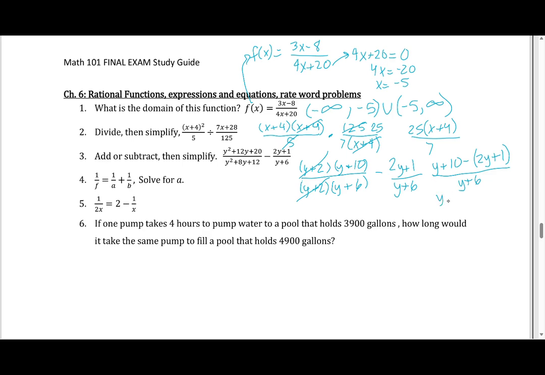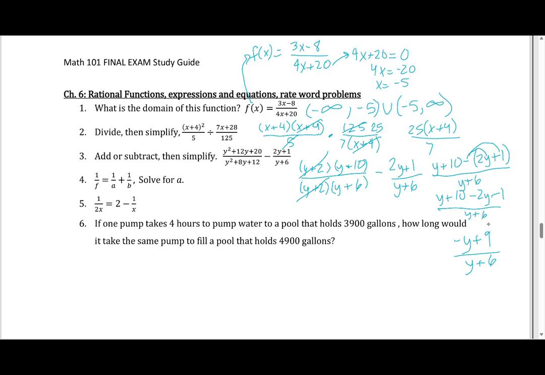Let's distribute that minus. So y plus 10 minus 2y, don't forget to take it to the 1 as well, over y plus 6. So y minus 2y is negative y, 10 minus 1 is positive 9. Now I can't cross anything out, because there are those plus signs, so I'm just done. Negative y plus 9 over y plus 6.